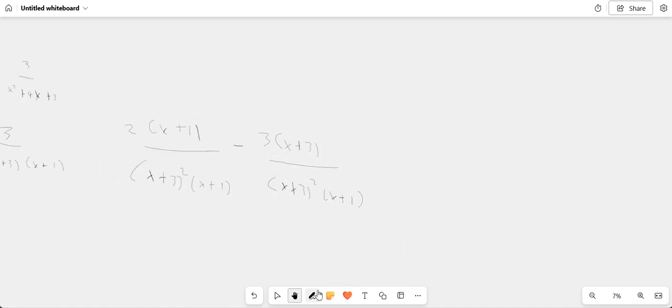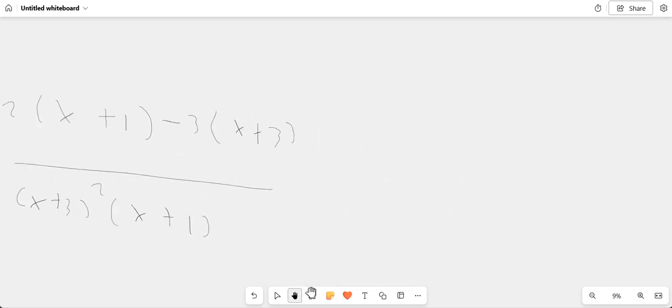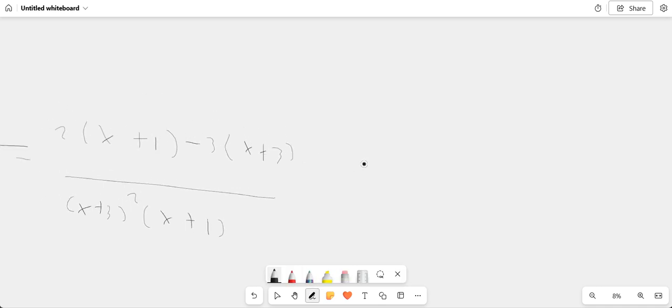And now obviously combine it. So that's going to become 2 times x plus 1 minus 3 times x plus 3 over x plus 3 squared x plus 1. So that's the situation there. And then expand the top here and simplify. So therefore I've got 2 times x plus 2, so that's going to equal 2x plus 2. And then minus 3 times x is minus 3x. And then minus 3 times 3 is minus 9. So that's the situation there, over x plus 3 squared x plus 1.